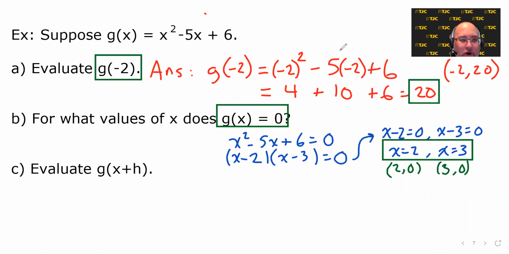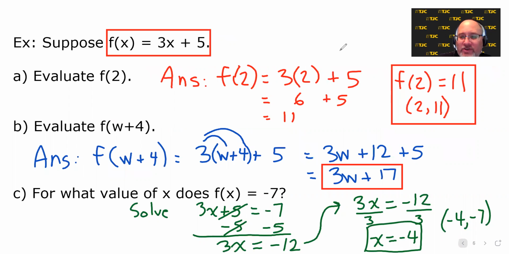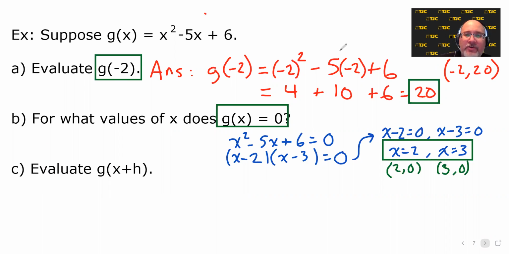And then for the third part, evaluate g of x plus h. This is kind of like the second part back here, f of w plus 4. But the fact that there are no numbers here really doesn't change how you're going to approach the problem. Let's do it in this color.